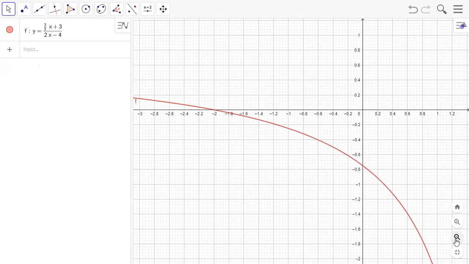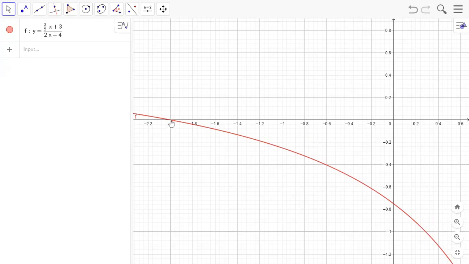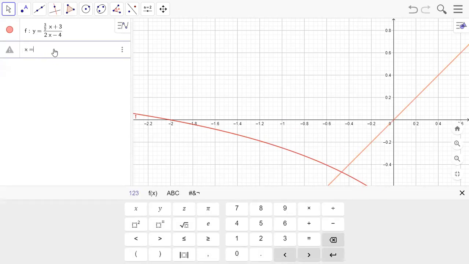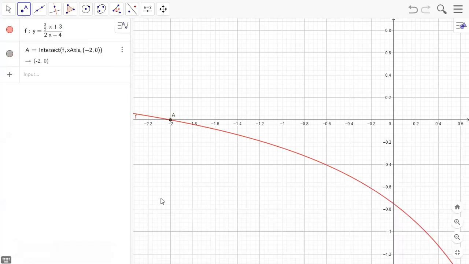Okay. Kung papansinin nyo, class, ano yung x-intercept natin? Naalala nyo pa? Negative 2 po. Ibig sabihin, sa point na to, x is equal to -2, di ba? Yan yung point na kung saan nag-intersect yung graph natin doon sa x-axis. So that is our x-intercept.